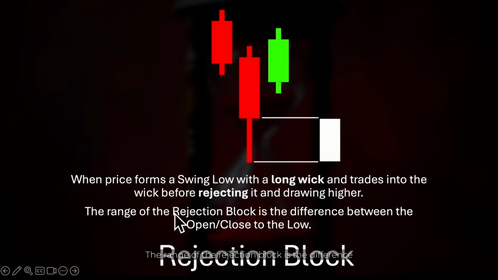The range of the rejection block is the difference between the open or close to the low. Meaning, inside this example, what you can see is that a swing low forms where you can see that there are 3 candles next to each other. Notice that the candle in the middle took out the low of the previous candle. Notice that the price range between the close of this candle to the wick, to the low, is annotated and highlighted by this white range right here.